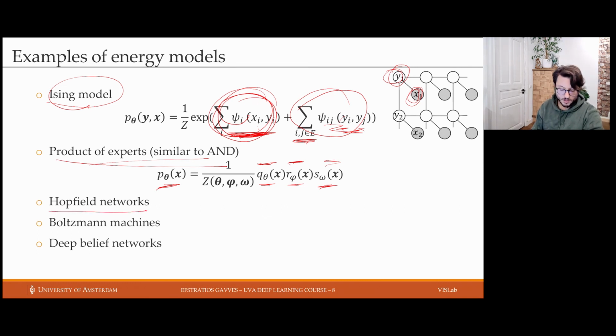And three other types of energy models that we're going to discuss today more are Hopfield networks, Boltzmann machines, and deep belief networks.